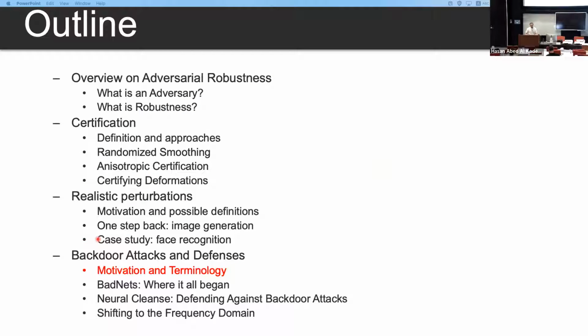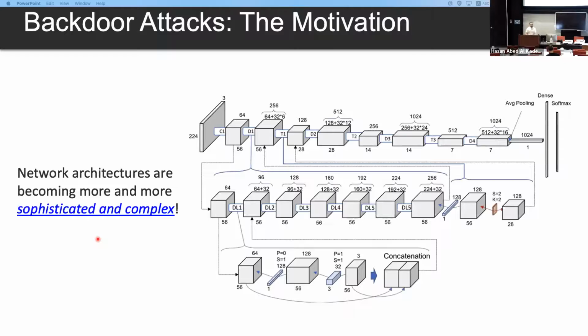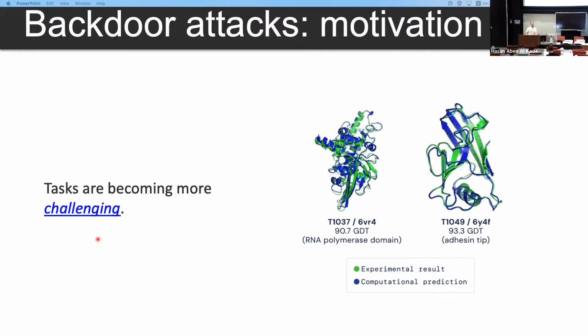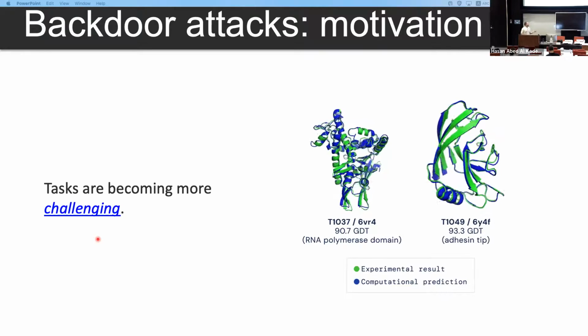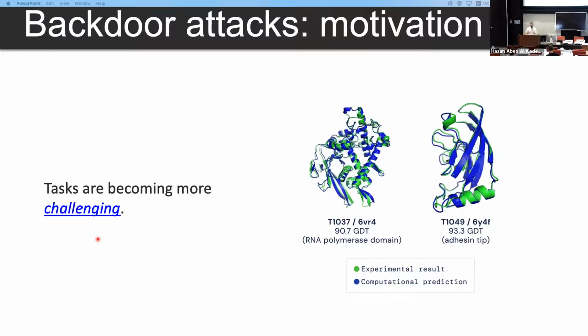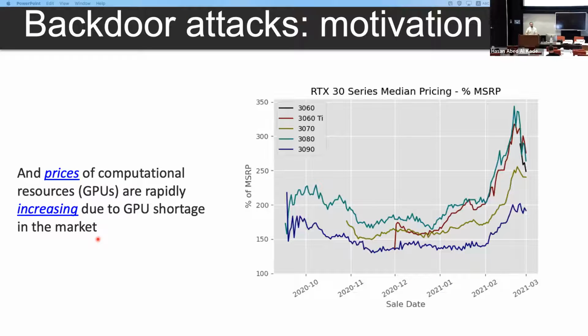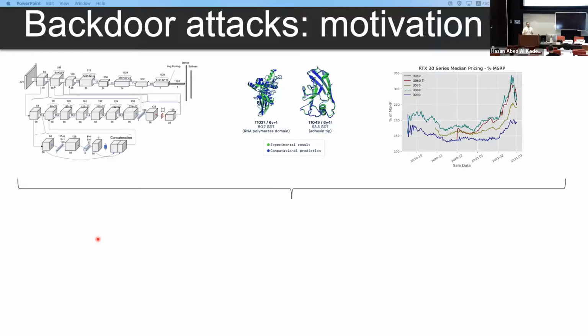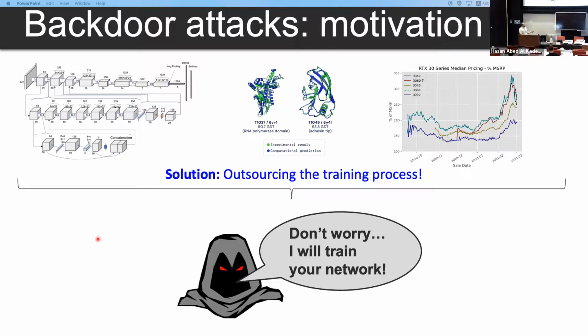So we start with motivation and terminology. So why would this exist in the first place? It would exist because neural network architectures are becoming very sophisticated and complex. The tasks at hand are becoming very challenging, like the AlphaFold challenge. They have a huge data set that you have to train a huge network on. And the prices of GPUs are going really high because of the GPU shortage in the market. So all of these together lead us to a simple solution for users that do not have the computational power, which is outsourcing the training process.